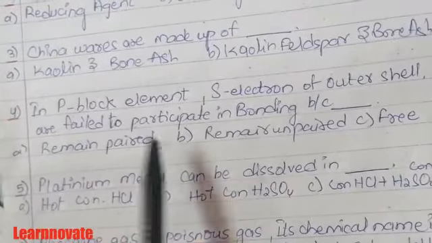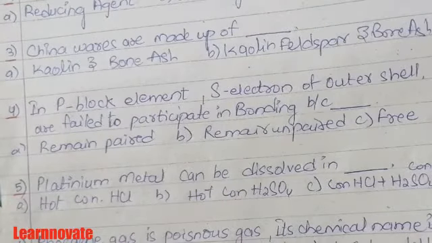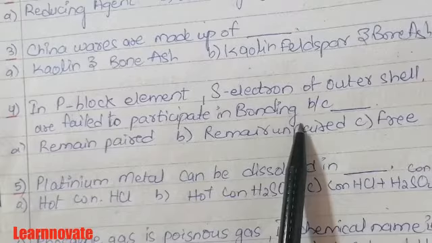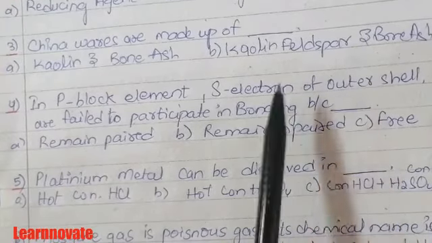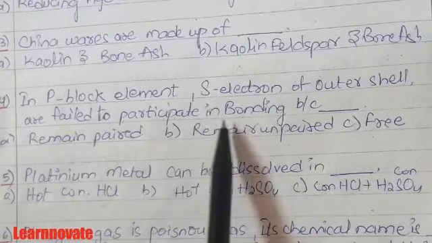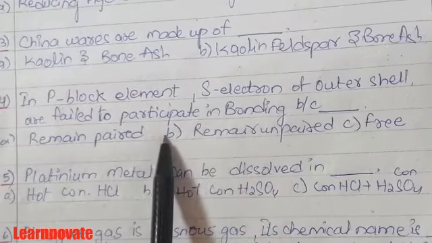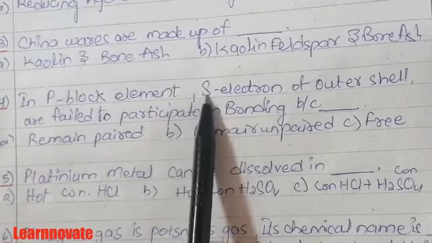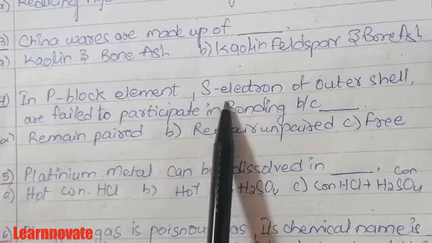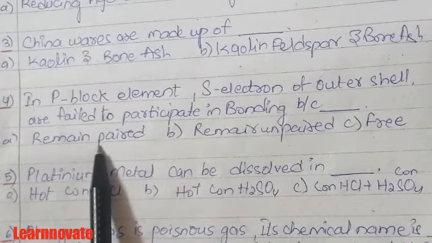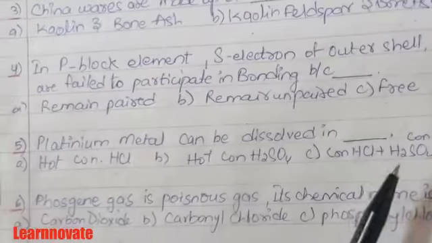Question 4 says, in P block elements, the s electrons of the outer shell fail to participate in bonding because. I again explained this question in the question session. The outer shell of the P block elements has s electrons filled, as the P block elements are groups 13 to 18. The s electrons are inner compared to the p electrons, so they are already paired and do not take part in bonding. So the answer is that they remain paired, that's why they do not take part in bonding.